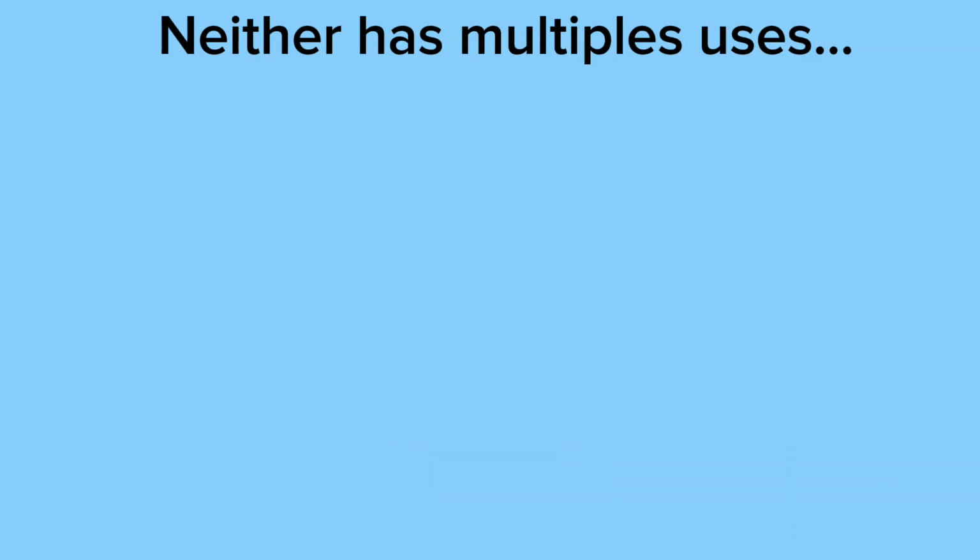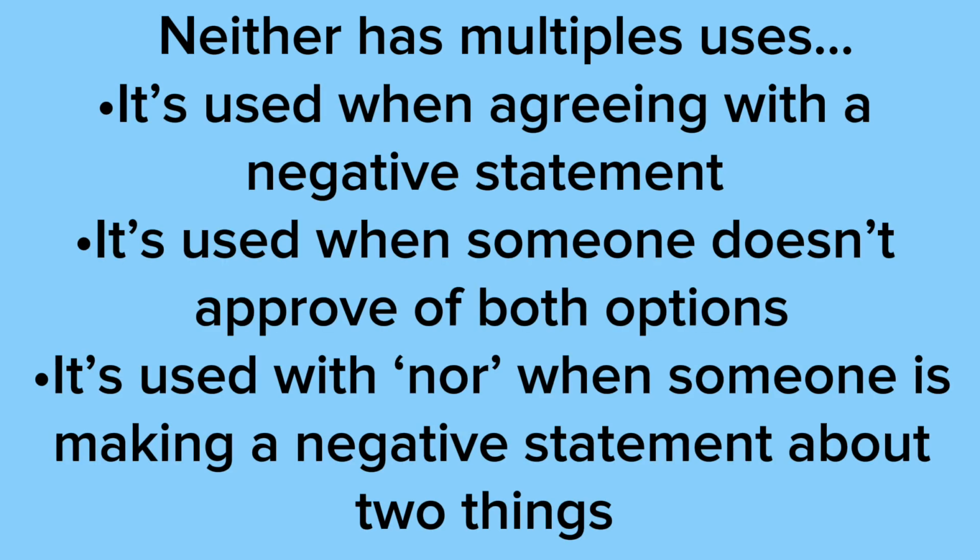Next, we have neither or neither, which also has multiple uses. It's used when agreeing with a negative statement. It's used when someone doesn't approve of both options. And it's used with nor when someone is making a negative statement about two things.